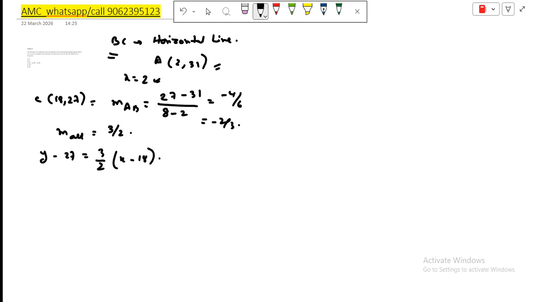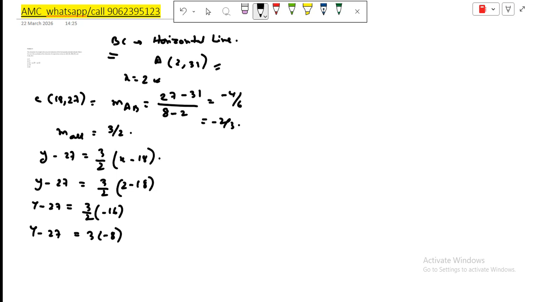So we know from earlier that x is equal to 2. So let's plug that in. So y minus 27 is 3 by 2 into (2 minus 18), right? So y minus 27 is 3 by 2 into minus 16. So y minus 27 is 3 into minus 8, that is minus 24. So y will be 3, right?